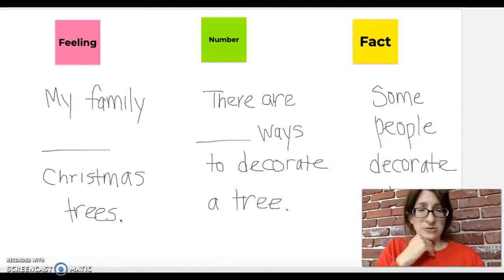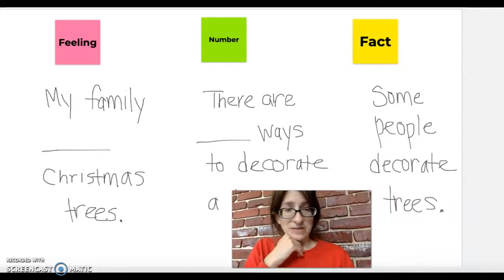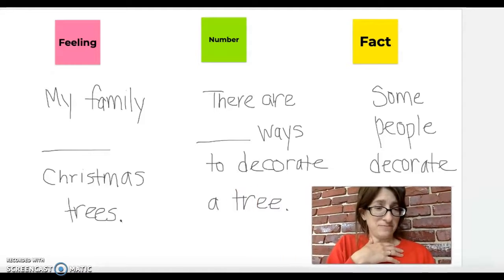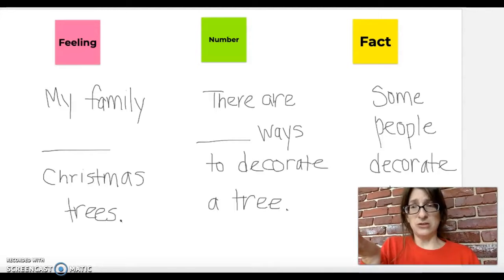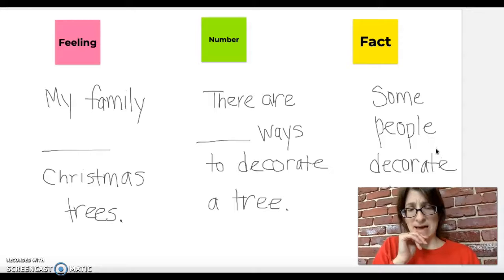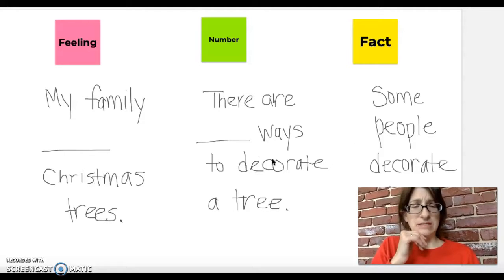Or I could do a fact. Some people decorate trees. That's something that is a fact. It's something that is true. If I talk about that, I would explain about them, how they decorate their trees or what they're doing. If I say there's many ways to decorate a tree, I would explain about different kinds. If I say my family enjoys Christmas trees, I would explain why they enjoy Christmas trees.